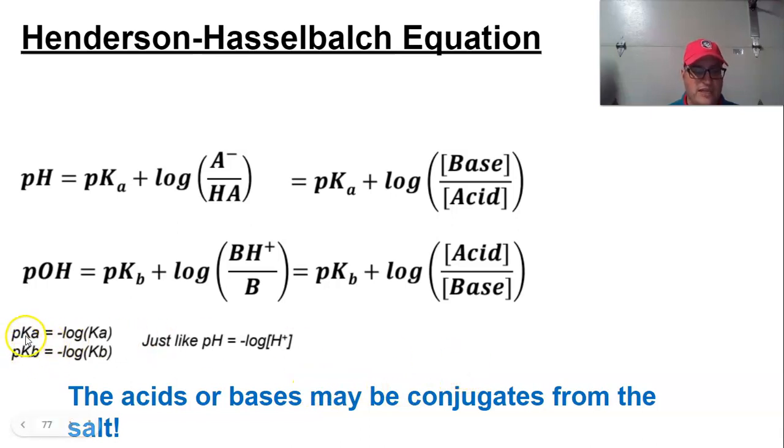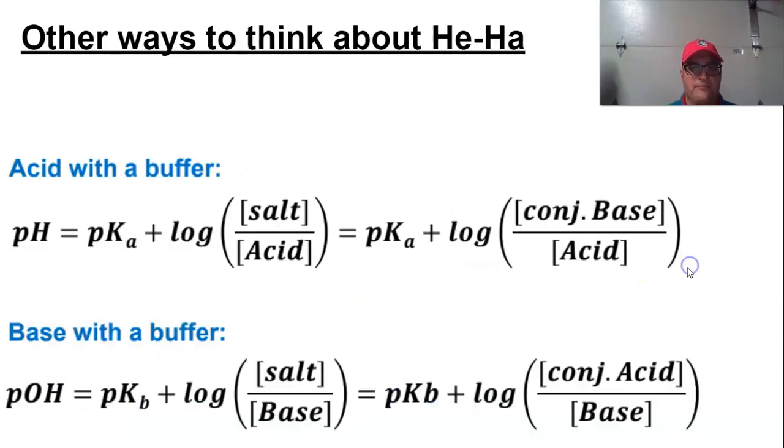And again, reminders of pKa, pKb, what they mean. Same ideas. pH is equal to negative log. Acid with a buffer, you have the idea it's the salt over the acid, which means we're talking about the conjugate base over the acid. Base with the buffer, again using Kb's, conjugate acid over the base. So know your situation and know which ones you can use for that situation.